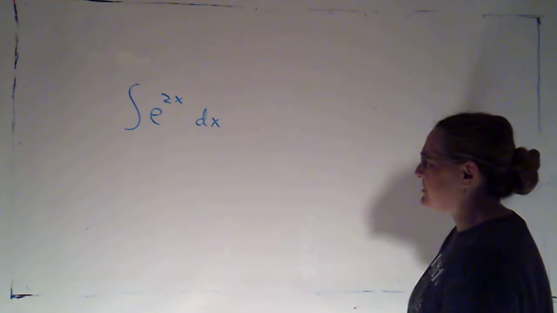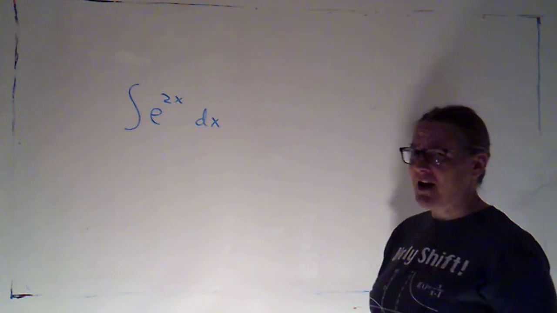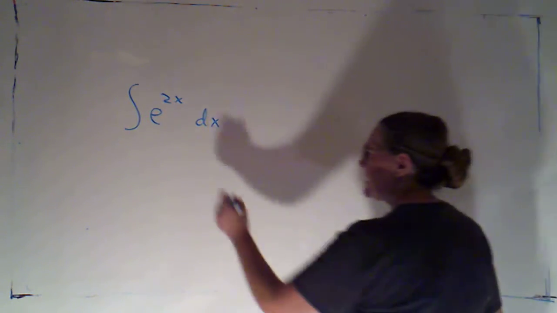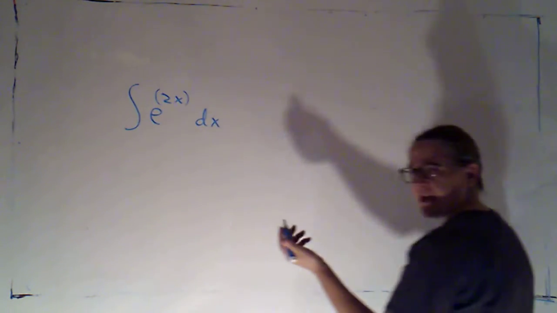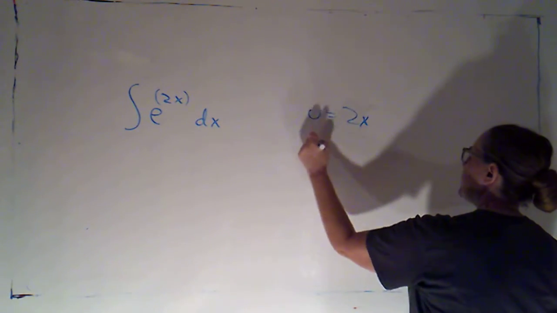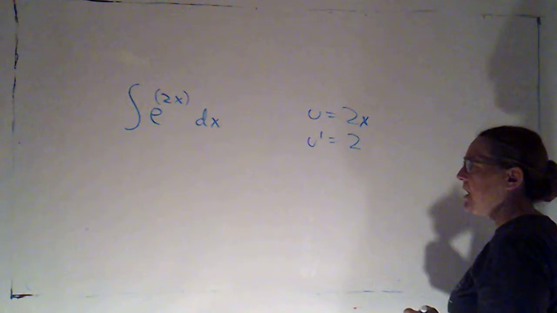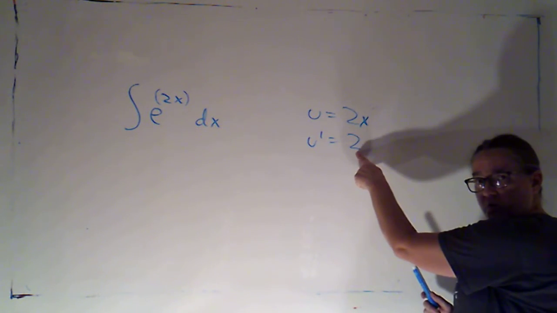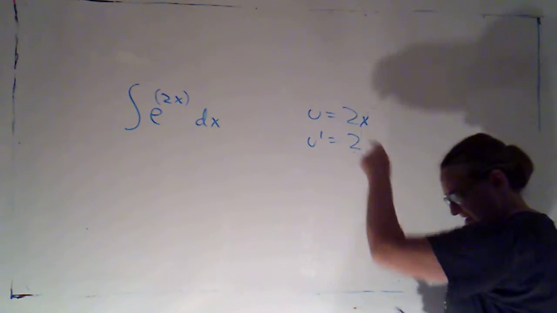Now this is kind of interesting because that's all I have. I don't have a product of two things. But if I take a look, the inside part would be that 2x. So I can say u would be 2x, then u prime would be 2. Now I don't have that 2, but it's just a constant.